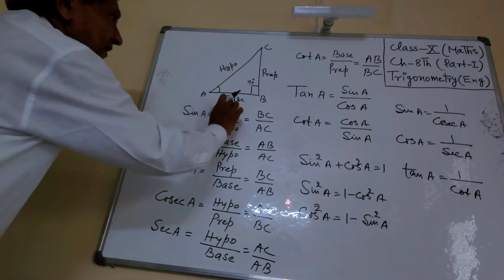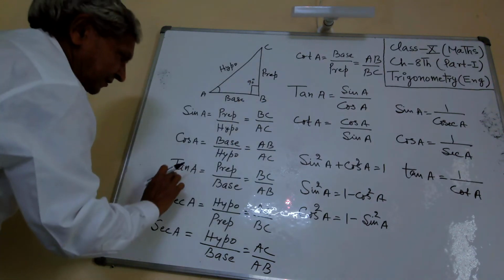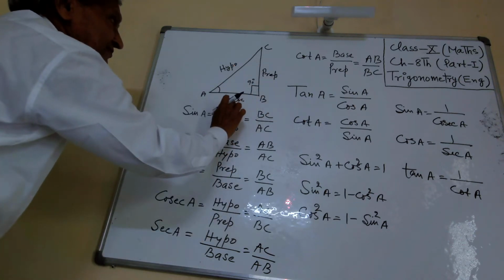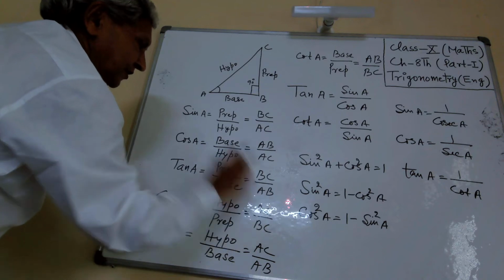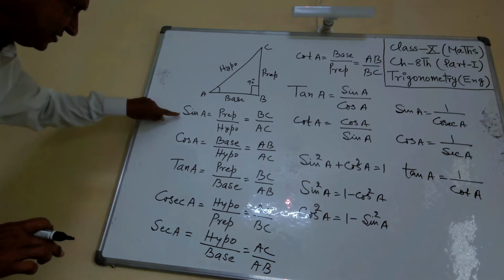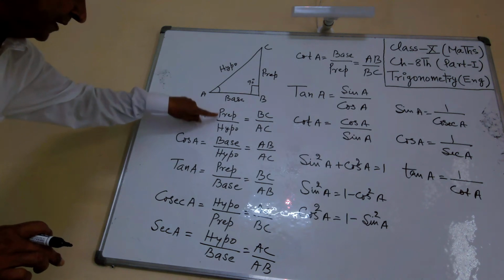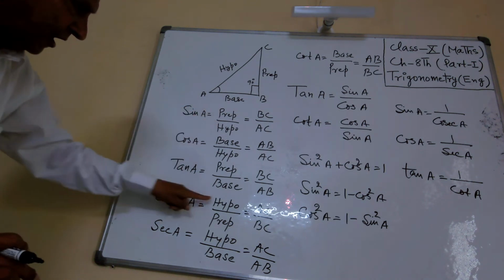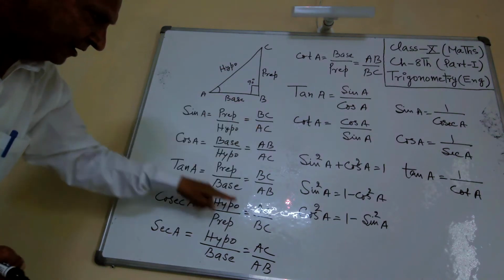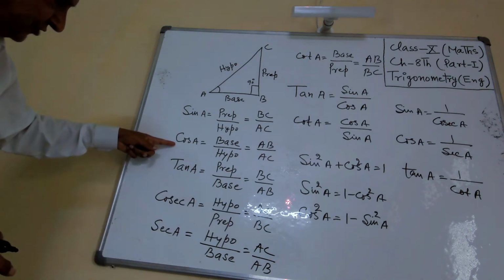Cos A, base upon hypotenuse, AB upon AC. Tan A, perpendicular upon base, BC upon AB. Cosec A. My dear student, cosec A is the opposite of sine A. Here you see perpendicular upon hypotenuse. In cosec, hypotenuse upon perpendicular. In sine A, BC upon AC. Here, AC upon BC.